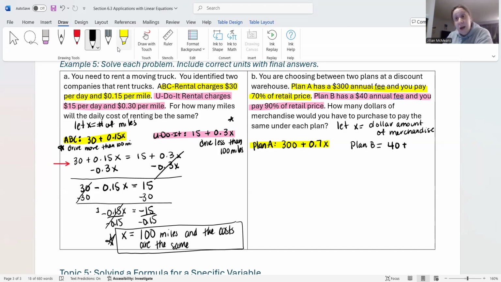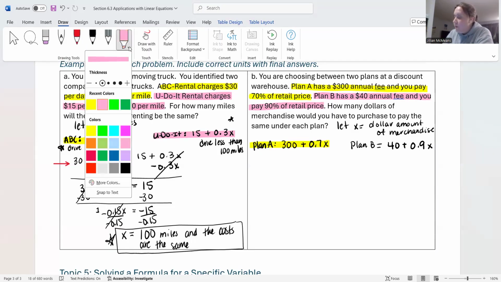And then you pay 90% of the retail price. So we pay 90%, so 0.9 times X, which is going to be the dollar value of the merchandise you buy. So the dollar amount of the retail price. Okay. So X, and we get ink.